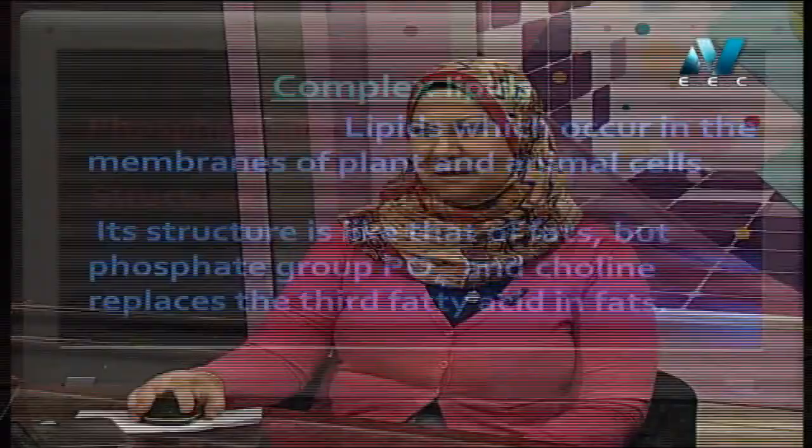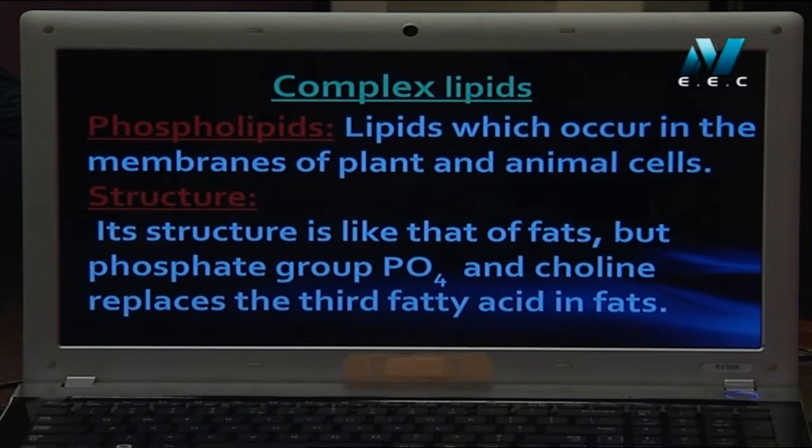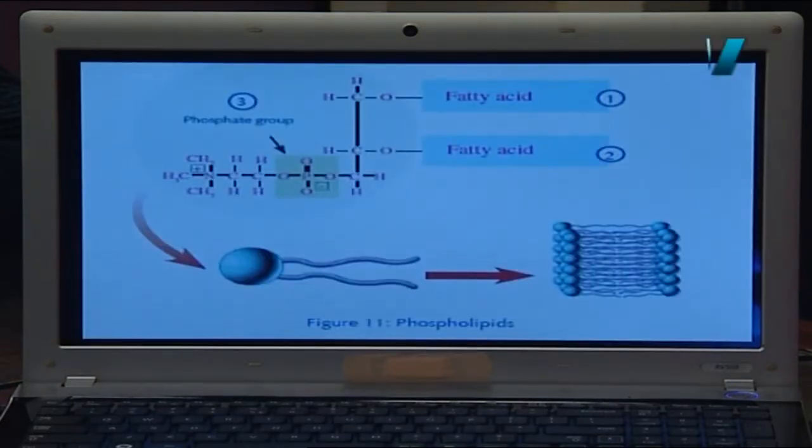What about complex lipids? Complex lipid here we have only one example, phospholipids. Lipids which occur in the membrane of the plant and the animal. Each membrane, plant and animal, containing phospholipid. The structure here is like the fat, but phosphate group and choline replaces the third fatty acid. I would like to explain that when you look to the figure in front of you.